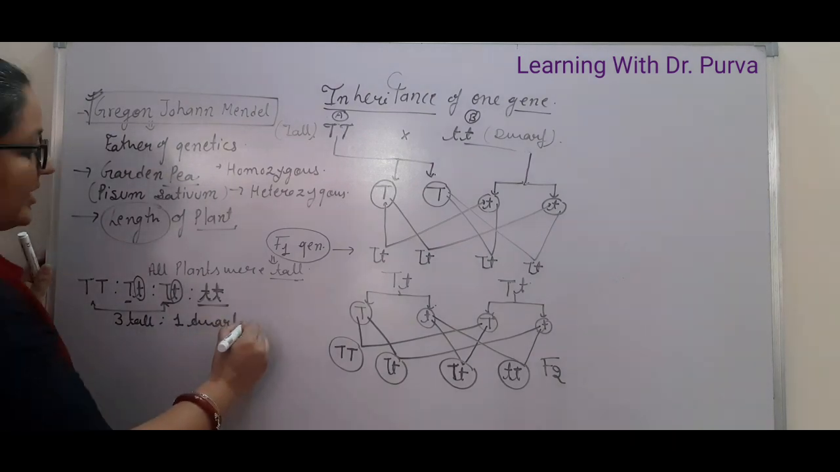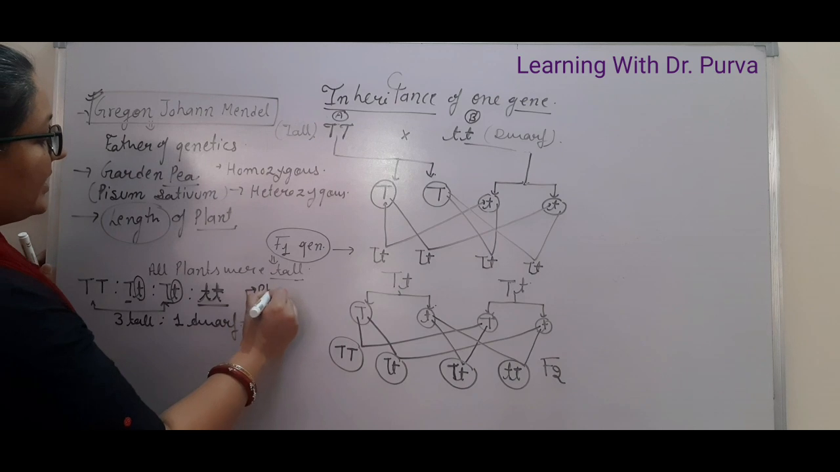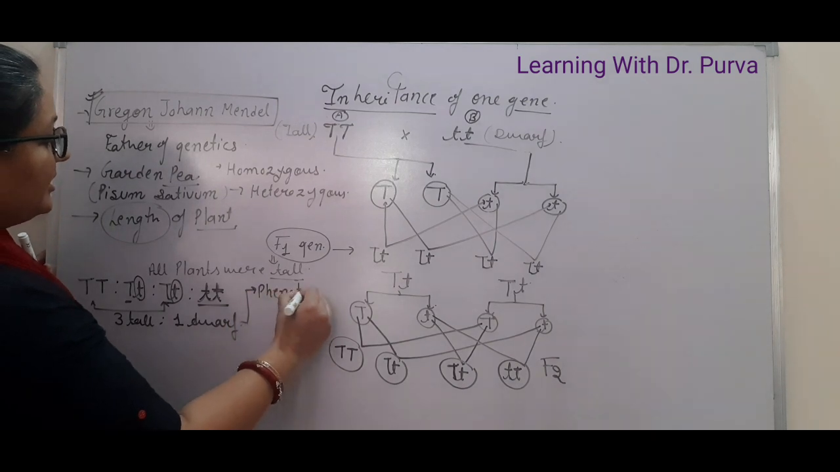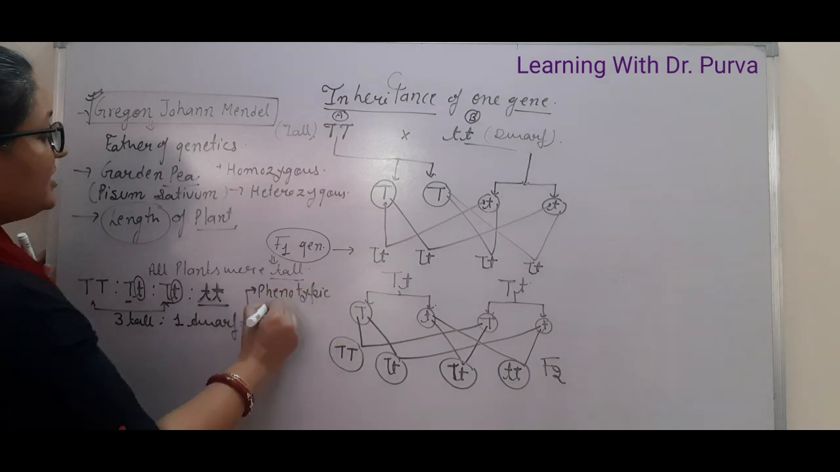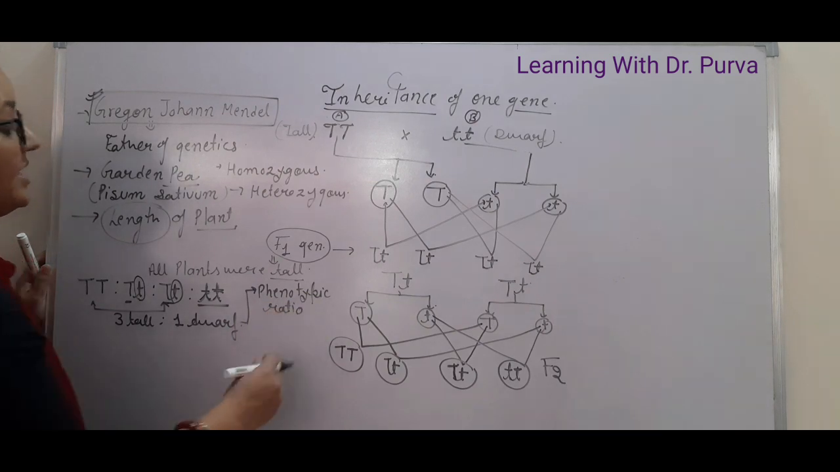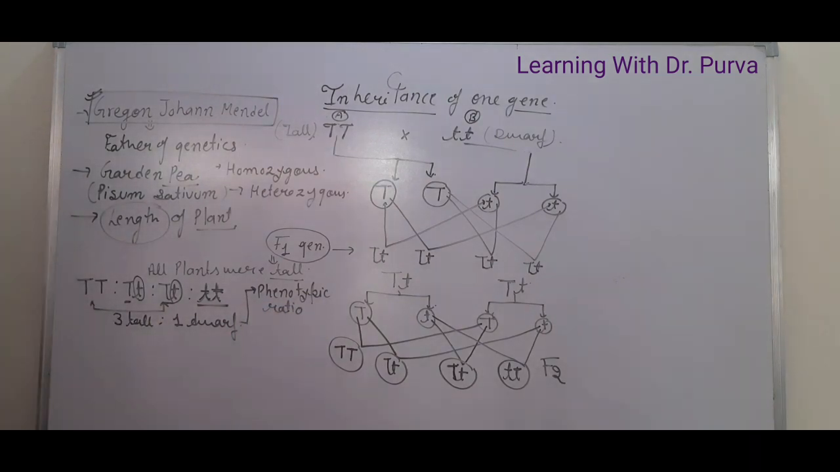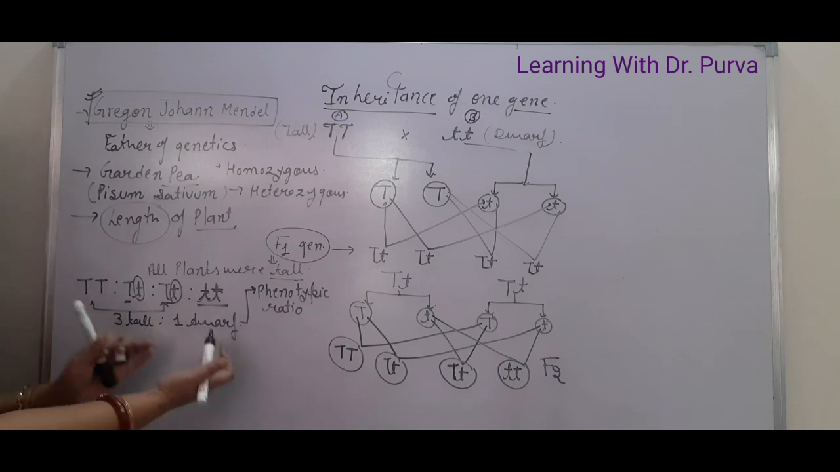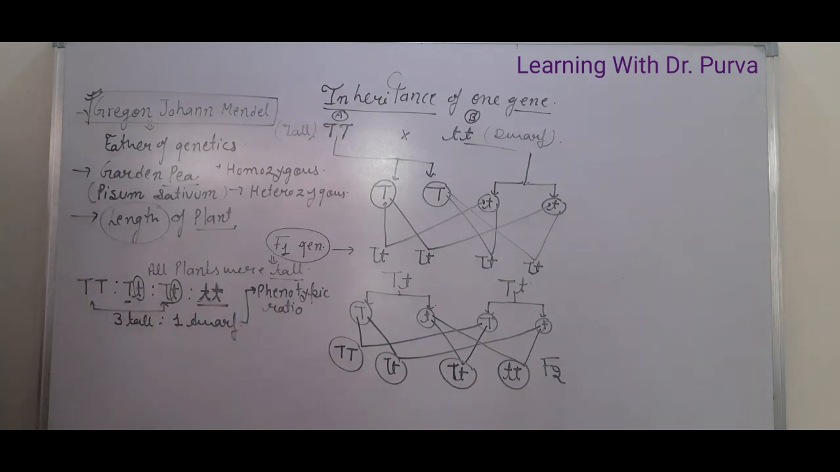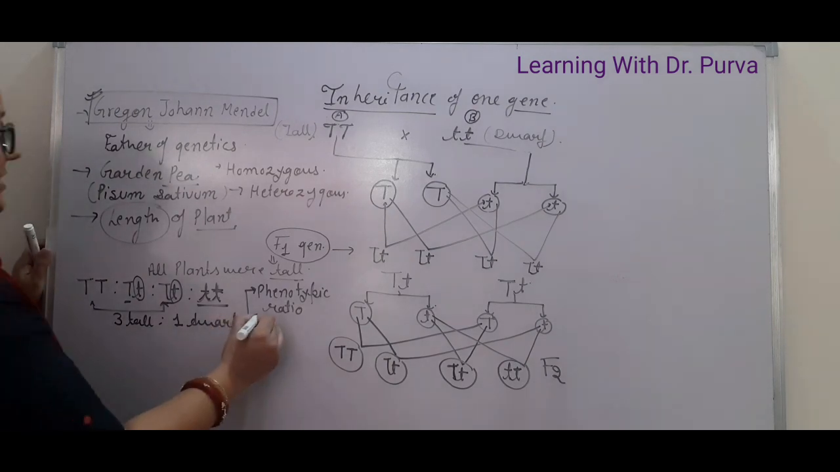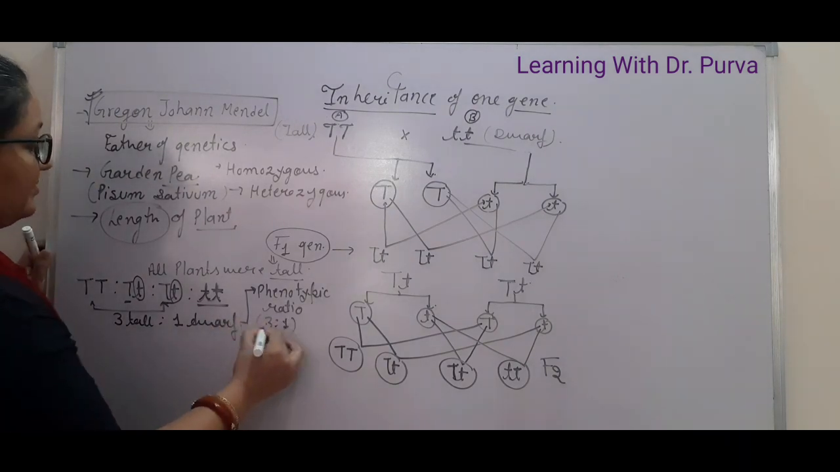ये जो रेशो था स्टूडेंट्स, इस रेशो को हम लोग कहते हैं phenotypic ratio. The phenotypic ratio is given on the basis of the expressed characteristics, जो कि हम लोगों को दिख रही हैं, उसके बेस पे जो दिया जाता है उसको हम लोग phenotypic ratio कहते हैं, and that is 3:1.